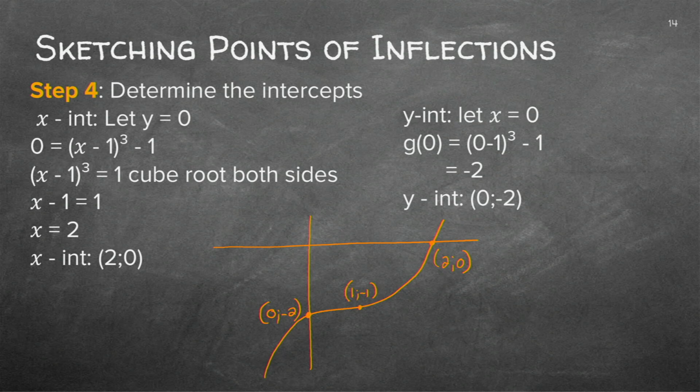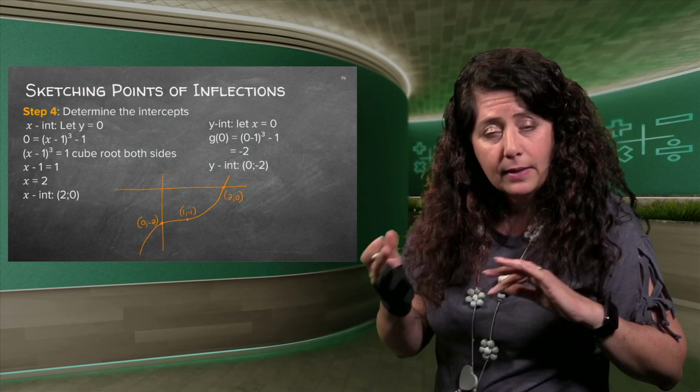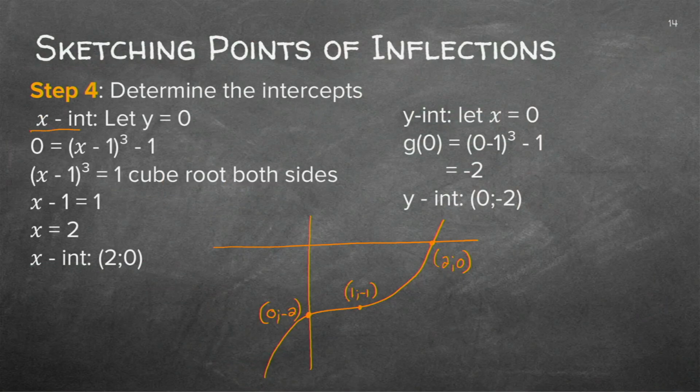Step 4, determine the intercepts. For intercepts, you let y and x be 0. So for the x-intercept, let y be 0. And you cube root both sides. So basically cube root, and your answer will then be x minus 1 equals 0. If you take it over, x becomes 1, so x minus 1 equals 1 and x becomes 2. So your x-intercept equals (2, 0).